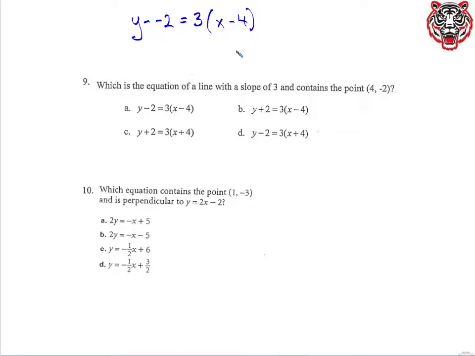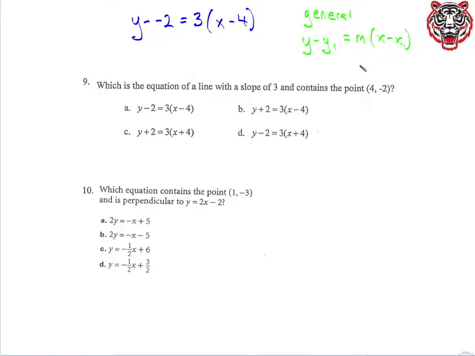I just put x plus 4. Yeah, the general form, I can write it over here. So this is general. It's going to be y minus y1 is equal to slope times x minus x1.